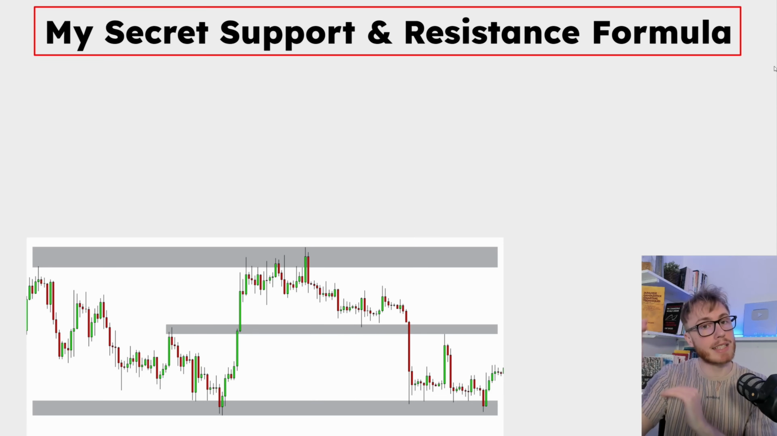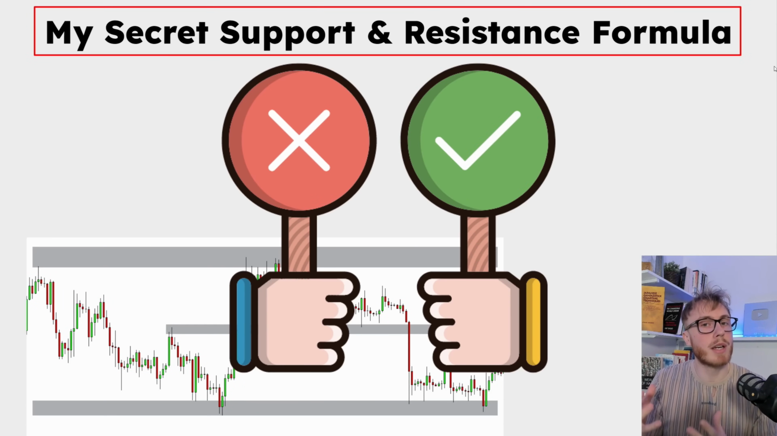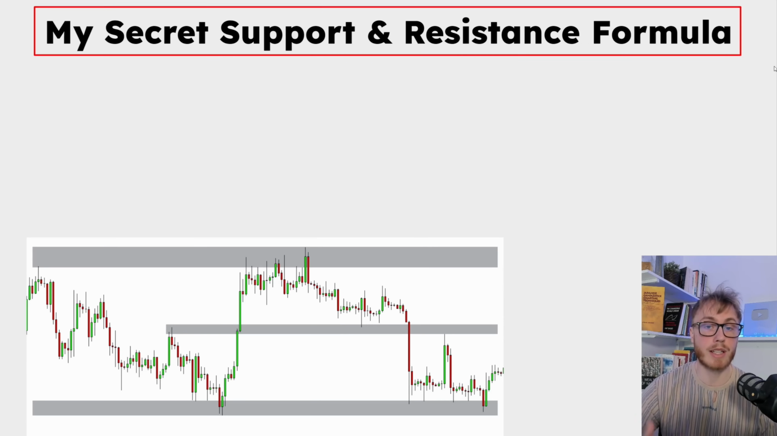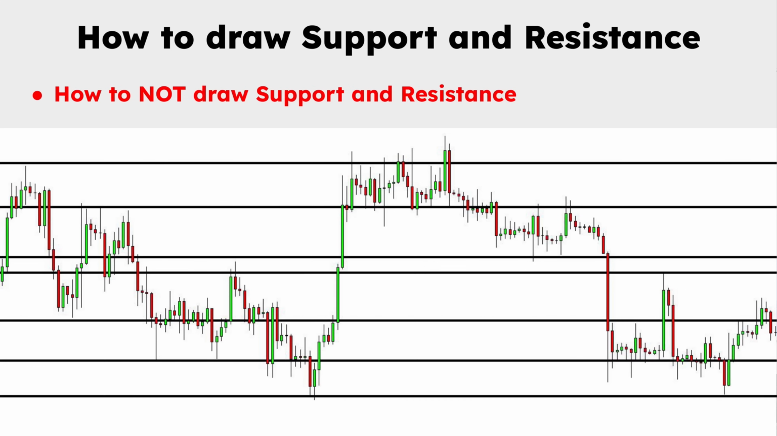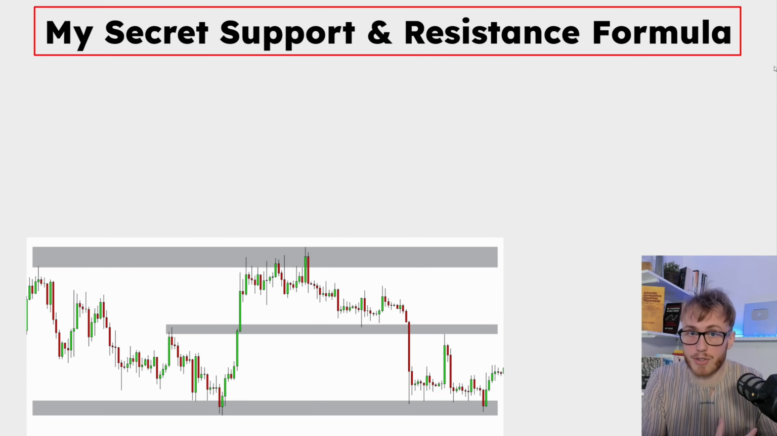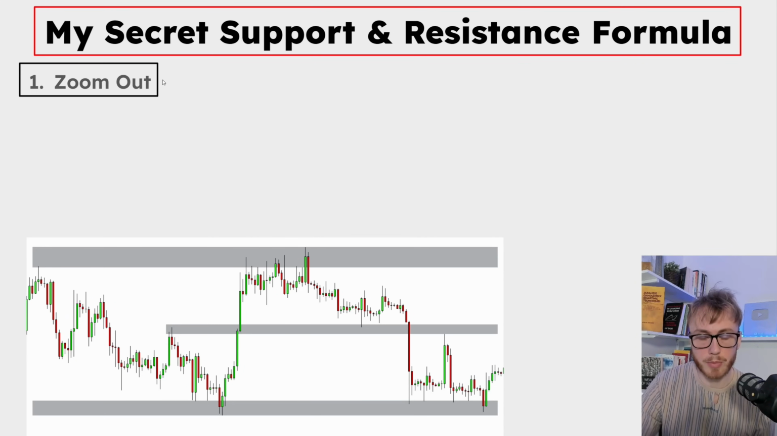You can have slight variations on how you draw your support and resistance levels, but there are some principles that pretty much all traders agree with. The first principle is what we talked about earlier, that if you draw way too many support and resistance levels, this will only make the chart harder to read, and it will be harder to make your analysis. So that is one principle. But now let's take a look at some other important principles when it comes to drawing your support and resistance levels. And the first principle is that you want to zoom out.